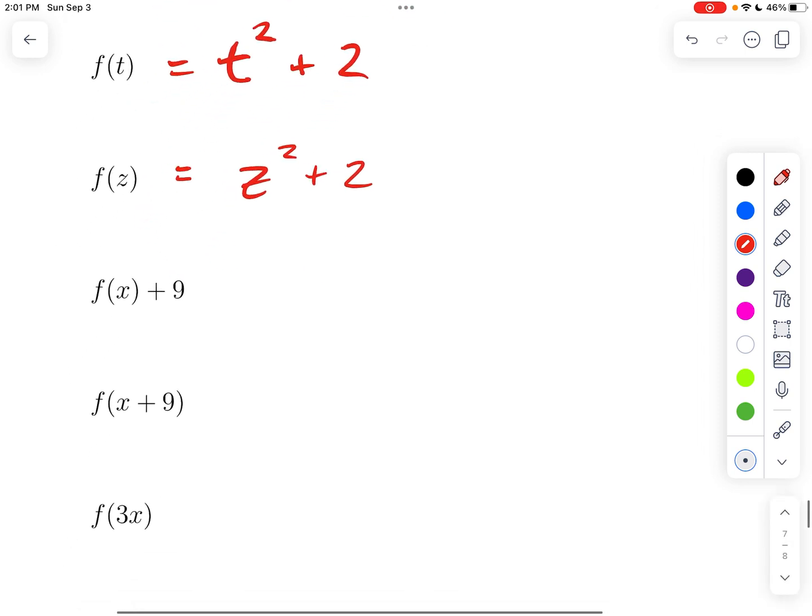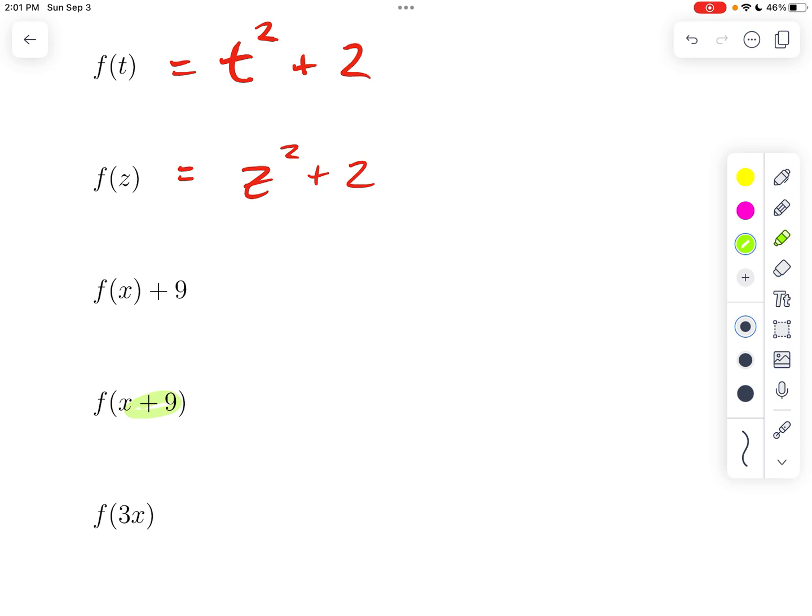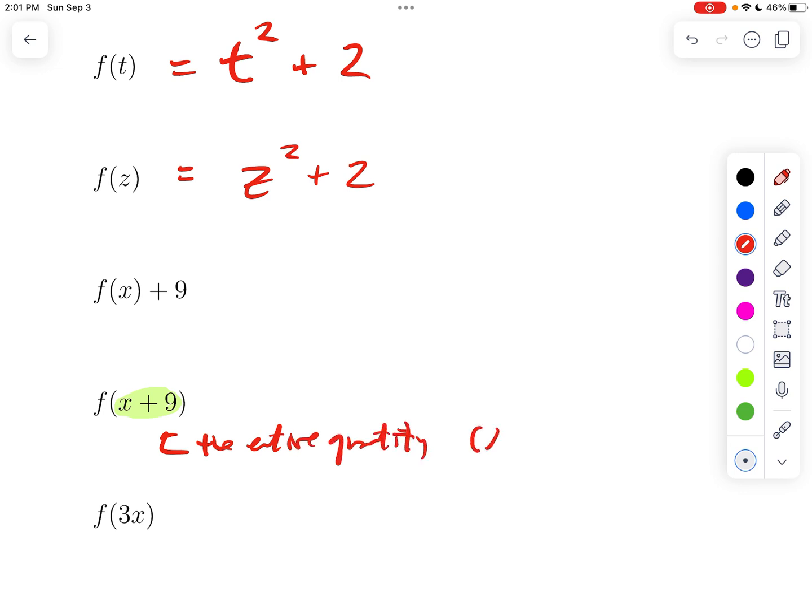I'm going to skip one. If the input is called x plus 9, I will notice here, the entire quantity x plus 9 is the input. That's all in the parentheses. I am applying the function f to an input that is called x plus 9. According to this rule, we will get input squared plus 2.